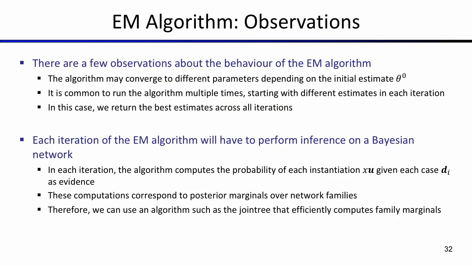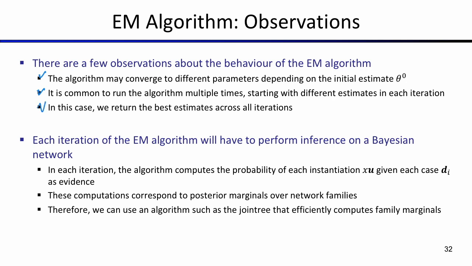We have here a few observations about the EM algorithm. The first one is that the algorithm may converge to different parameters depending on the initial estimate, theta 0. So it's very common to run the algorithm multiple times, starting from different theta zeros, and see where we get. Of course, we have a measure of quality, which is the log likelihood. At the end of each execution of the EM algorithm, we can compute the log likelihood, compare these different executions, and take the one that gave us the highest value for the log likelihood.